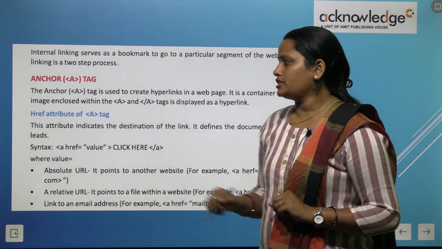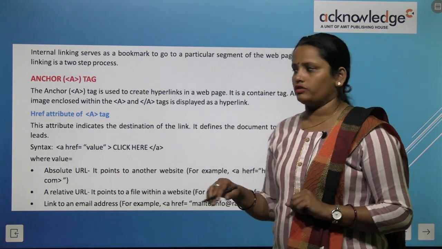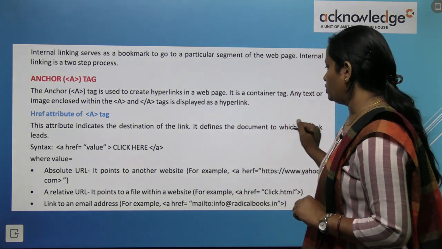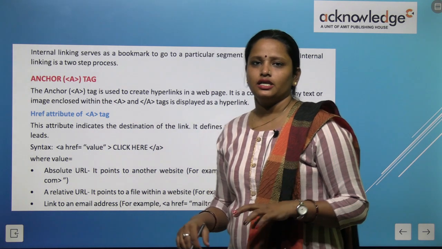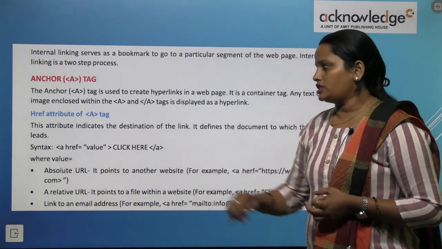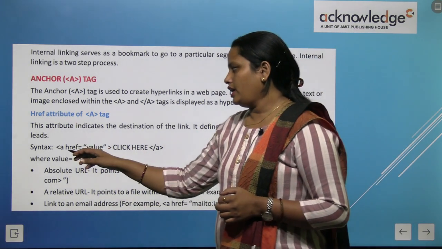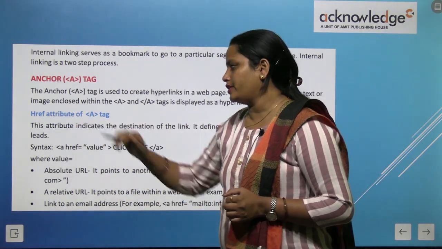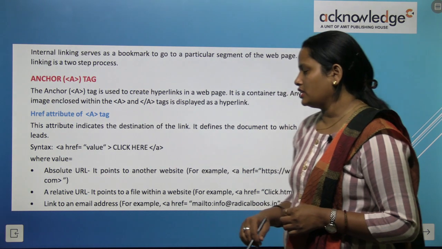Let's see. This attribute includes the destination of the link. It defines the document to which the link leads. ये define करता है उस document को जिसमें ये link है. Now the syntax here is a href. This is to be written here. Then the value is given.